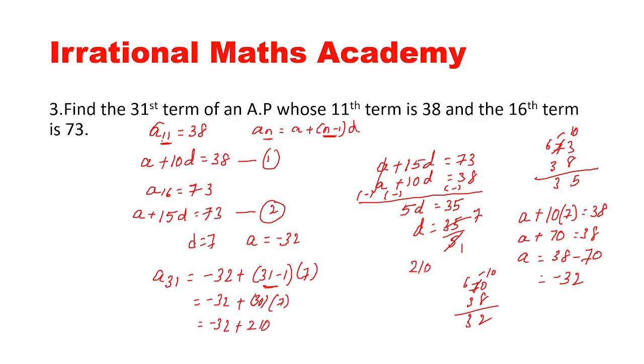From this 210 we have to subtract 32. From here, I'll carry forward 10. 10 minus 2, 8 I'll get. I'll take these two digits, 20 now, right? 20 minus 3, 17. So the answer is 178, the 31st term of an AP.